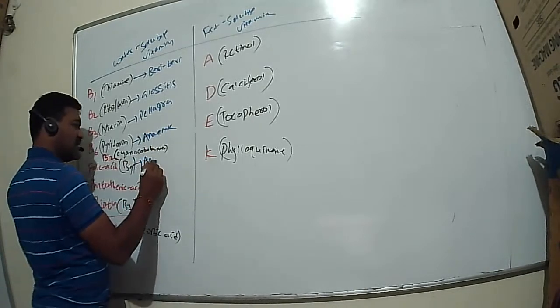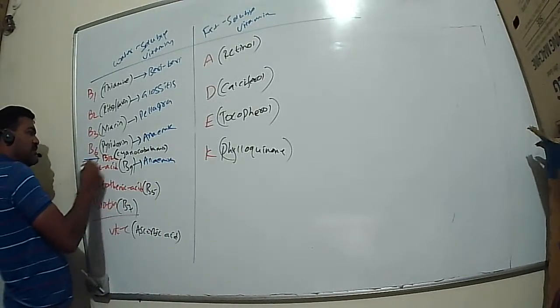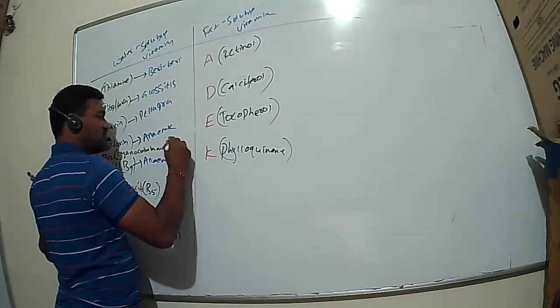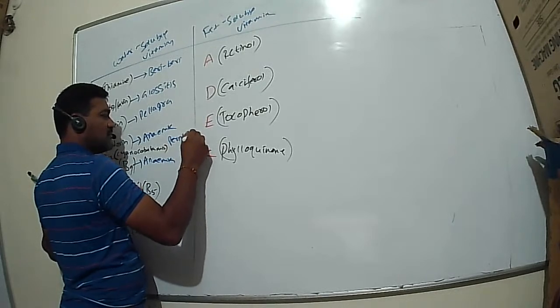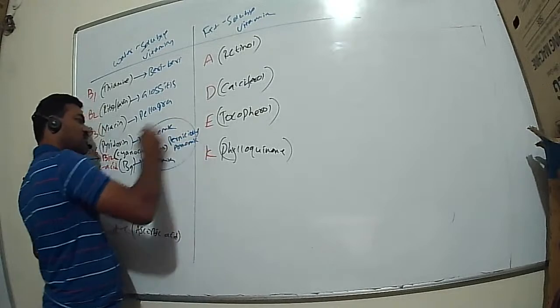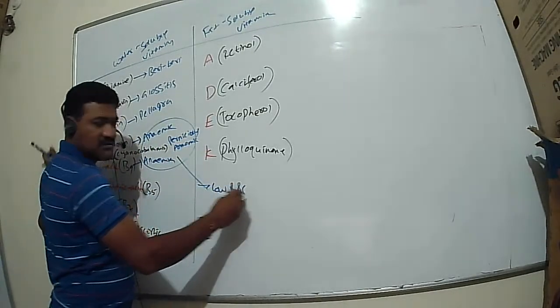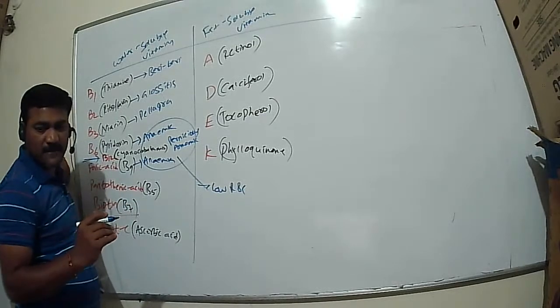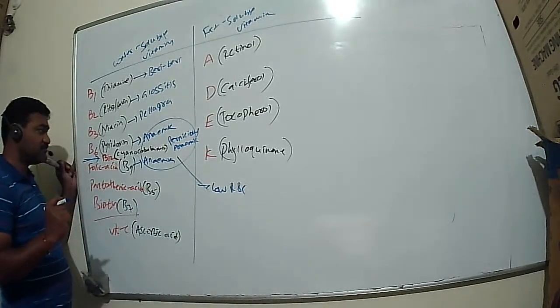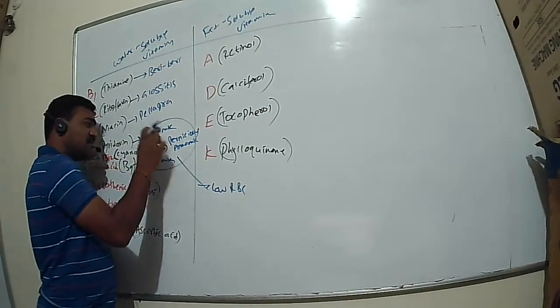Folic acid also causes anemia, but vitamin B12 causes pernicious anemia. In all these cases, what does anemia mean? Anemia means low red blood cells, a lesser number of red blood cells. But what is the difference between this anemia and that anemia?